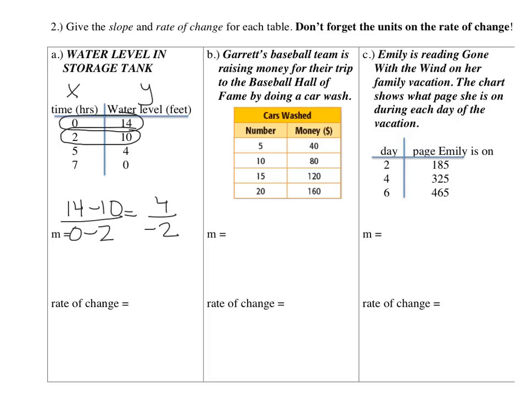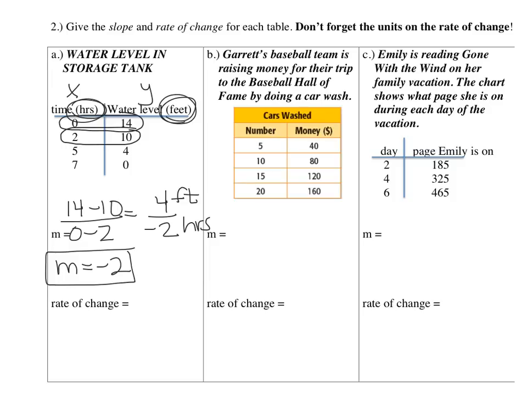And then we reduce that. 4 over -2 reduces to -2. So now that's the slope. But now the rate of change, well, the rate of change would be the top is water level in feet. So we are losing 4 feet of water every hour, right? So it says feet over hours. Remember, it's the change in y over the change in x. So the answer would have the label feet per hour.